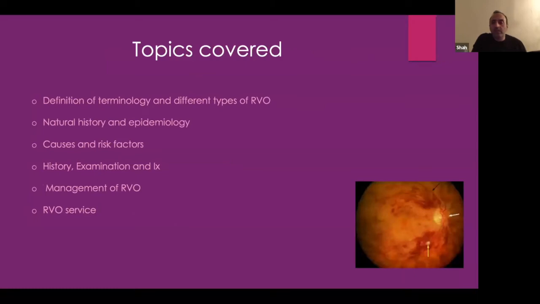So topics today, we're going to talk about definition and terminology of different types of retinal vein occlusion, natural history and epidemiology, causes and risk factors, history, examination and investigations, management of RVO, and really what happens when you send patients in, whether it's in the private sector or in an NHS setting, what kind of things would they expect?